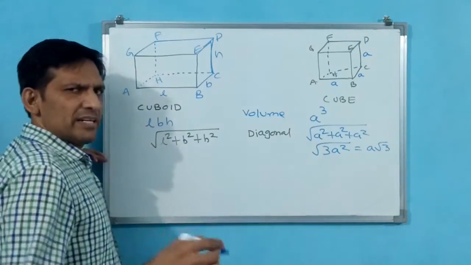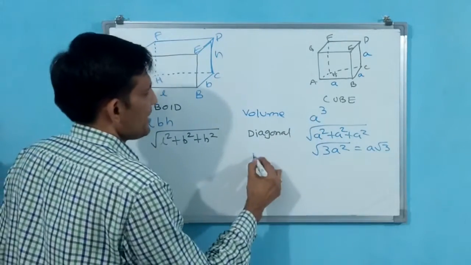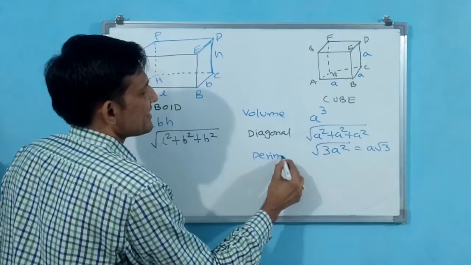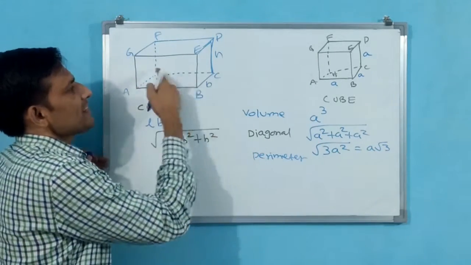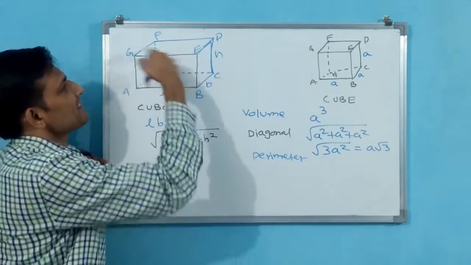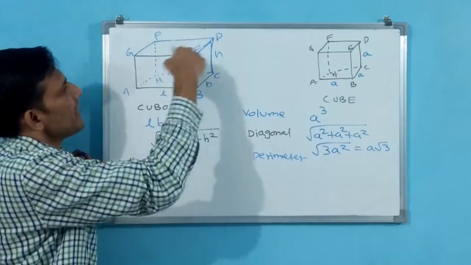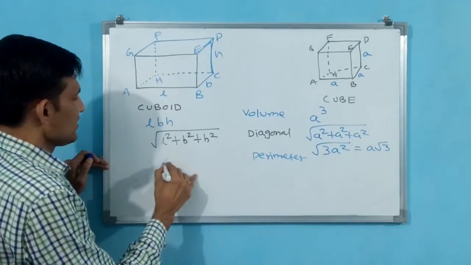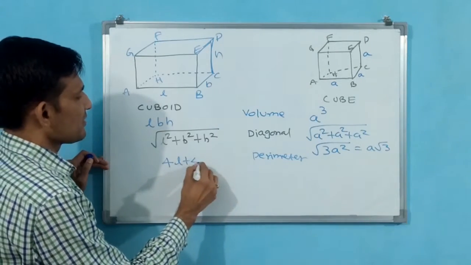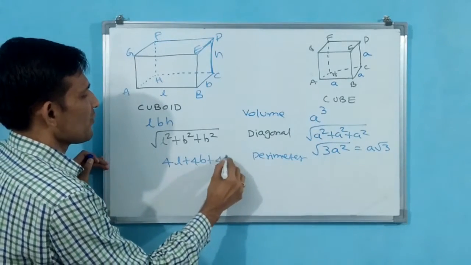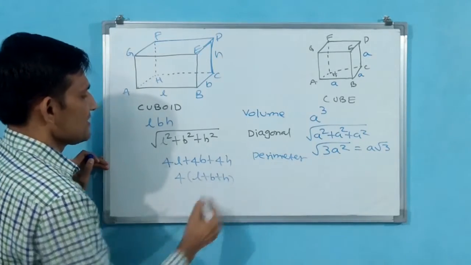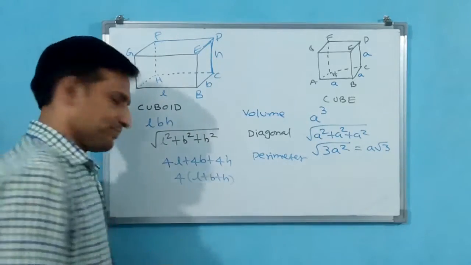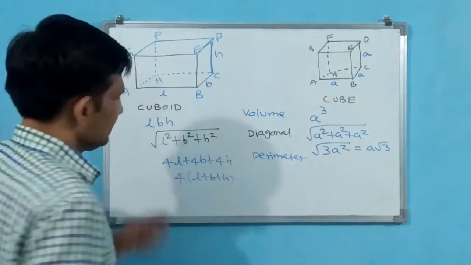Now the perimeter. Perimeter only you call here. So 4 lengths are there, 4 breadths are there, 4 heights are there. That means 4L plus 4B plus 4H. If you take 4 common, 4 times L plus B plus H is the perimeter for a cuboid. Is it correct or not?